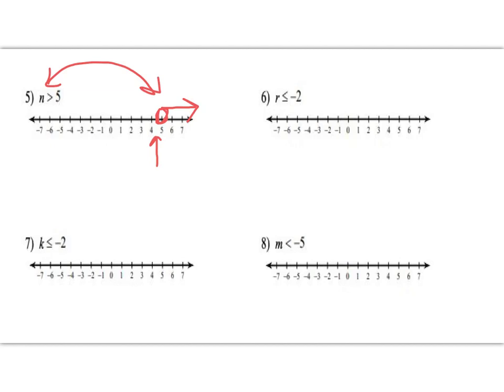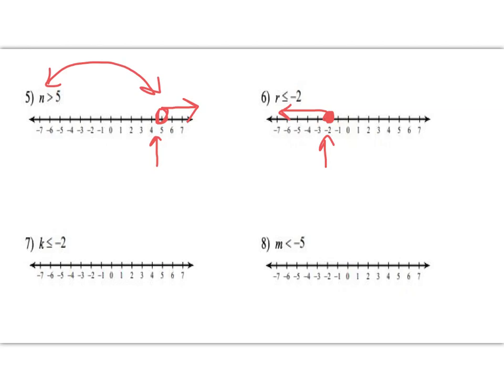R is less than or equal to -2, so I'm going to find -2. It says less than or equal to, which tells me I should be using a closed circle. And since it is less than, or numbers that are smaller, it points to the left.